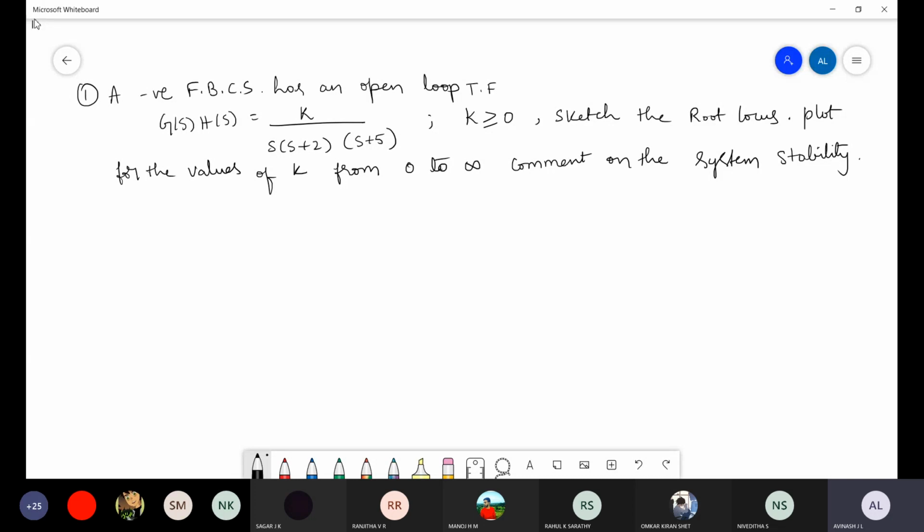Here they have given the transfer function. They asked us to plot the root locus. We will plot it by using the 9 steps, and for the values of k from 0 to infinity, comment on the stability. That part also we are going to do. Okay. Once you have taken this, write the solution. In the solution, step number 1. So what is the first step? Plot poles and zeros.